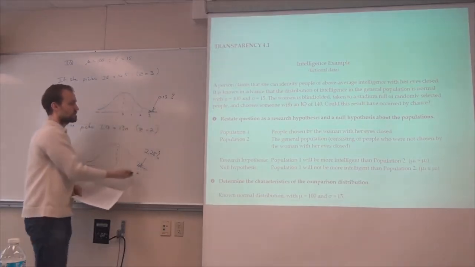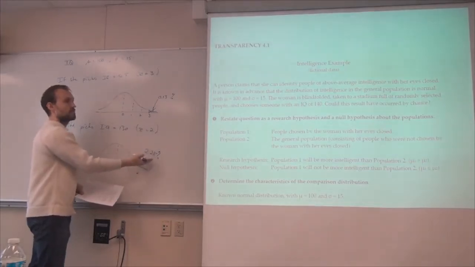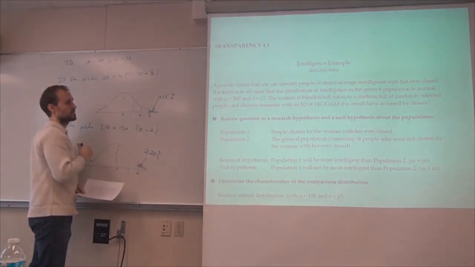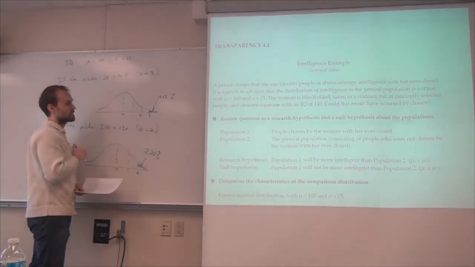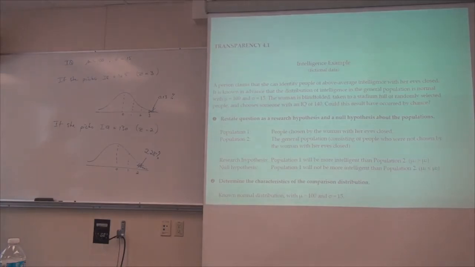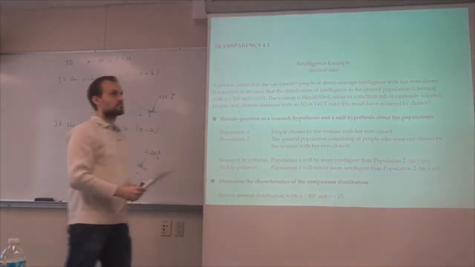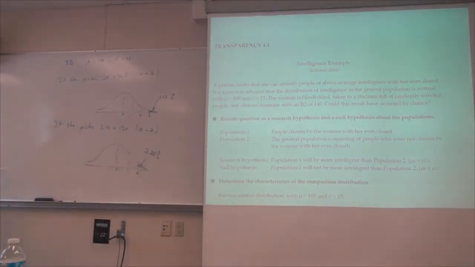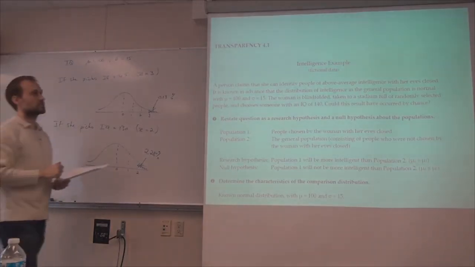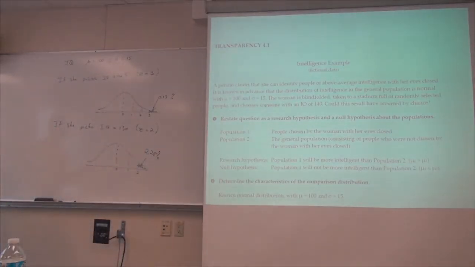So depending on what she picks, if I look at the corresponding z value and the percentage, the probability of that actually happening, I can measure how likely it is that she just stumbled onto that person by chance, or if there is some evidence that suggests that her claim is actually true, that she can identify someone with above average intelligence.